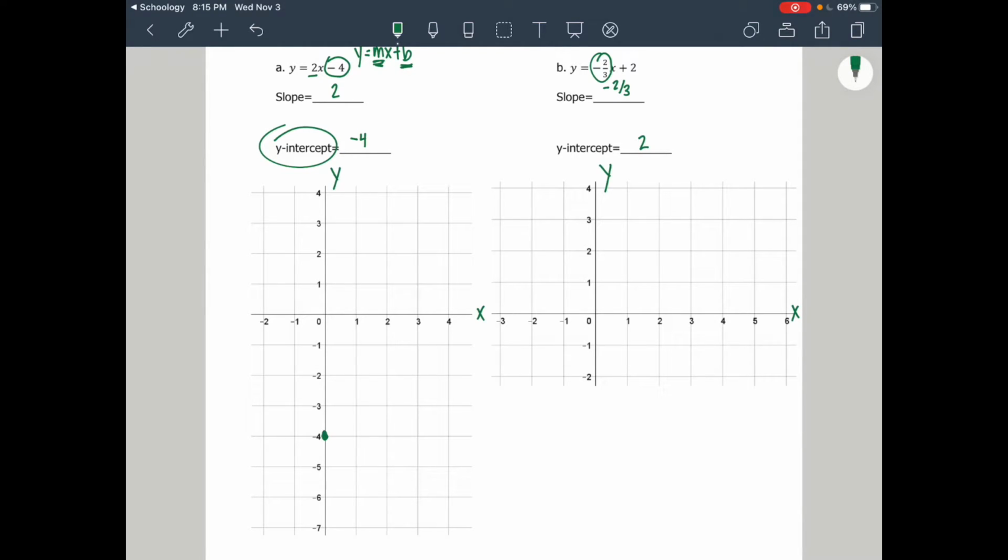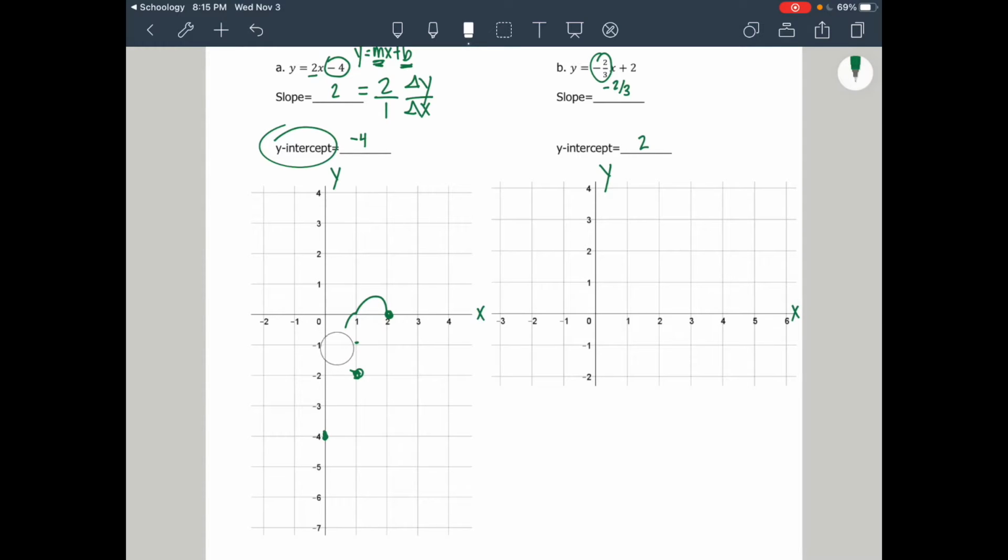And the slope is 2, so that means I'm going to go 2 over 1, which is the change of y over the change of x. So I'm going to go up 2, 1, 2, and then to the right 1, and then put a dot. So then I'm going to erase all of those other pieces and then do it again. Up 2 over 1, dot.